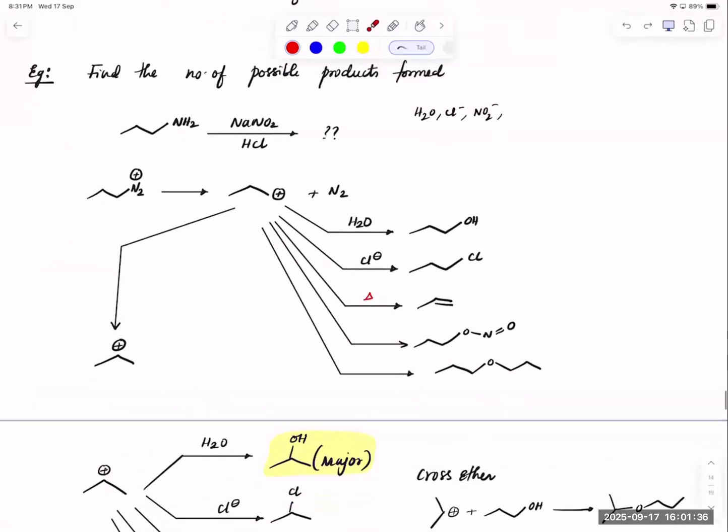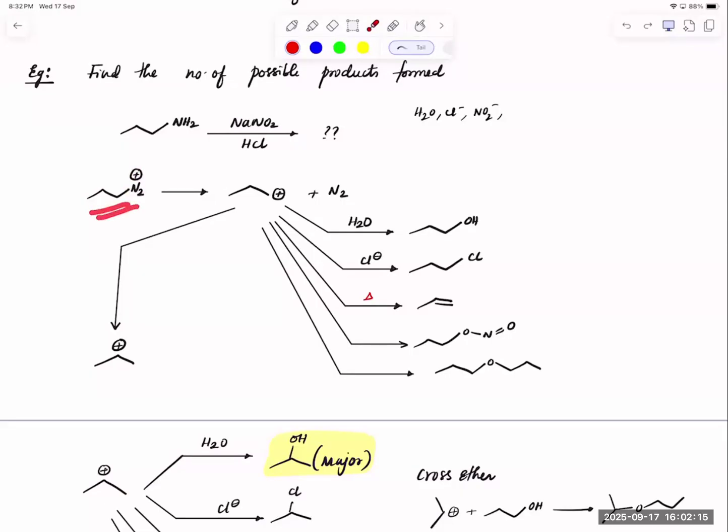Next, in case you have a regular primary amine and you react it with nitrous acid, that is NaNO2 in HCl. In NaNO2 and HCl, what reagents are present? Water is sufficiently present. Chloride will be present here, and NO2 minus will be present here because it will be Na plus and NO2 minus. So this NO2 minus will be present here as well. Which means when you react this with HNO2 or nitrous acid, you will notice that it will give N2 plus. That is the diazonium salt formation.